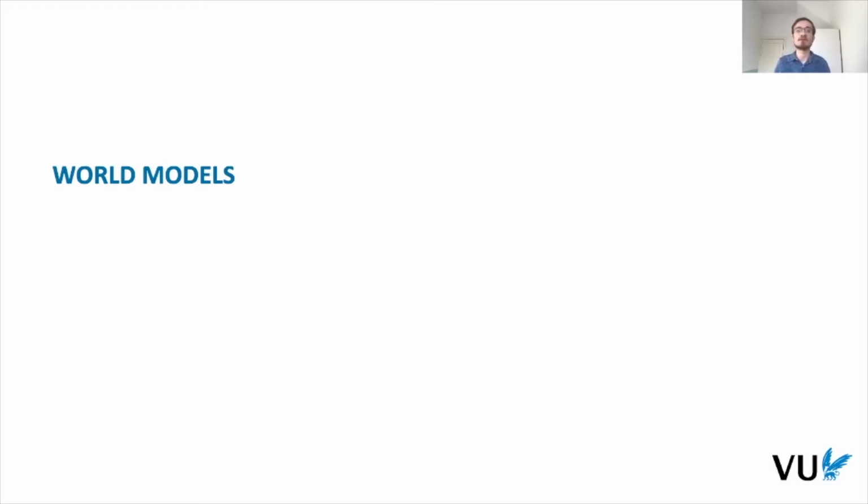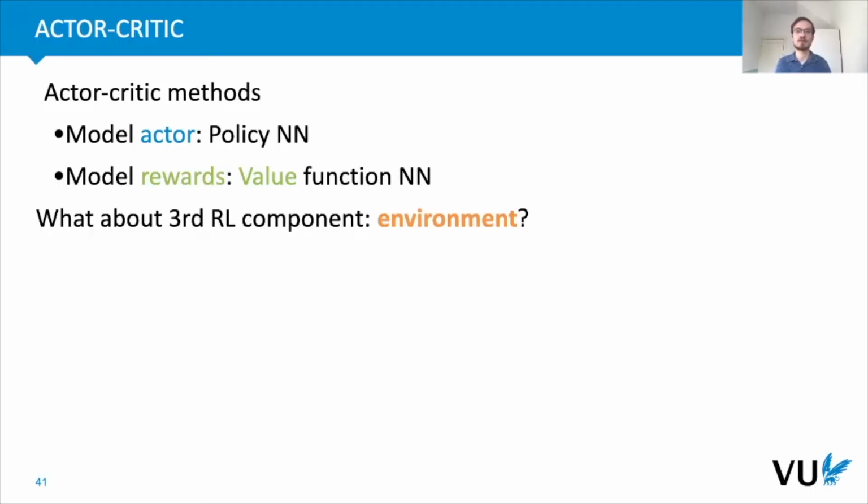In this third and final part of the lecture, we're going to be talking about world models, which is part of model-based reinforcement learning. In the last part, we looked at ACTOR-CRITIC methods. You can see ACTOR-CRITIC methods as modeling an actor, which models actions, and it has a policy neural network that models the distribution of these actions. It also has a neural network that models rewards, which is the value function, the critic, and the baseline within the ACTOR-CRITIC algorithm.